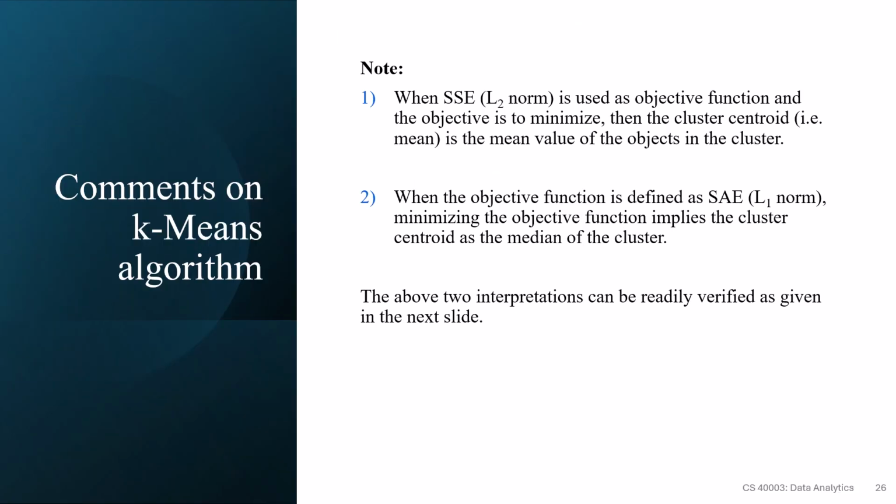When the sum of squared error is used as an objective function and the objective is to minimize, then the cluster centroid is the mean value of the objects in the cluster. When the objective function is defined as the sum of absolute error, minimizing the objective function implies the cluster centroid is the median of the cluster. The above two interpretations can be readily verified in the next slide.